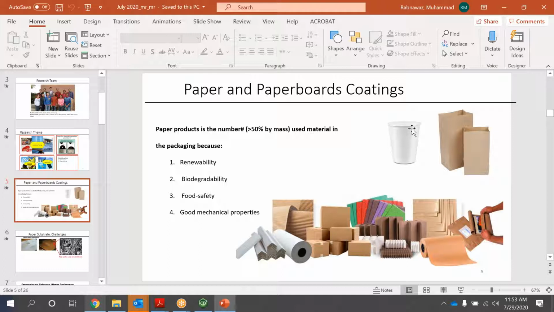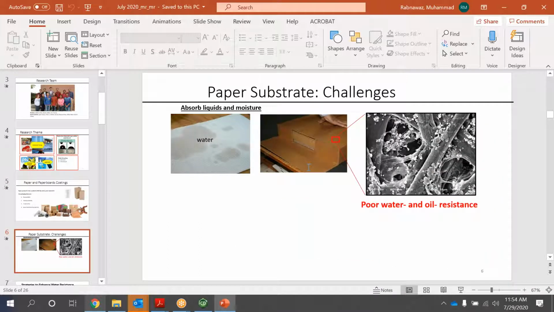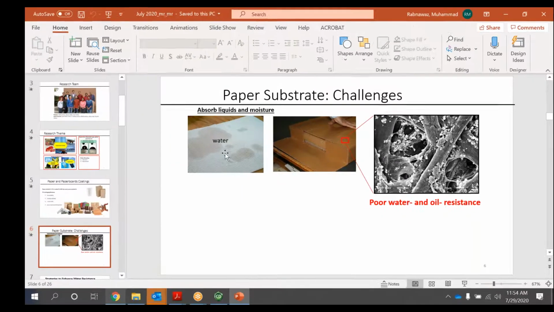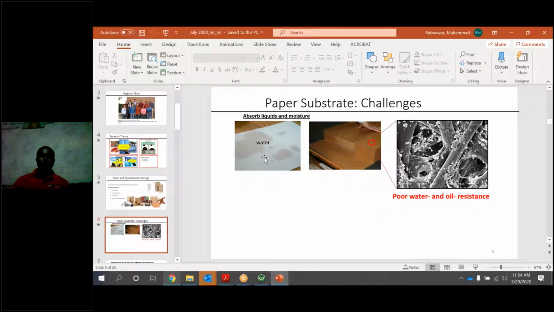Okay, that's huge. And why is that? Because paper is really good: renewable, biodegradable, food safe, and has good mechanical properties. But there is a problem when you use paper for packaging or other applications. You see, it absorbs liquid, oil, water right away. But in certain applications, they shouldn't absorb. Like if you're using this for a coffee cup or something, you don't want this behavior, right? You want actually the opposite.